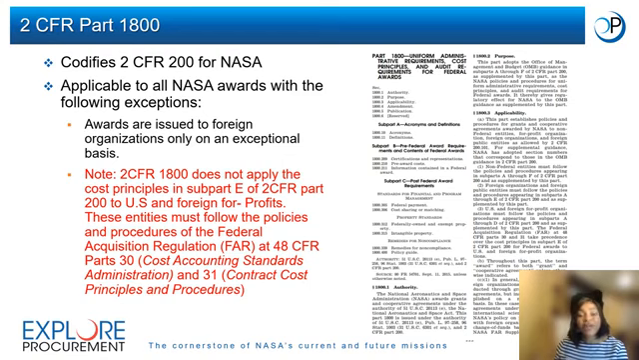These exceptions, as outlined in 2 CFR 1800, include a clarification that NASA issues awards to foreign organizations only on an exceptional basis. It is important to note that the 2 CFR 1800 does not apply the cost principles in subpart E of the 2 CFR Part 200 to U.S. and foreign for-profits. These entities must follow the policies and procedures of the Federal Acquisition Regulation at 48 CFR Part 30, known as the Cost Accounting Standards Administration, and Part 31, Contract Cost Principles and Procedures.